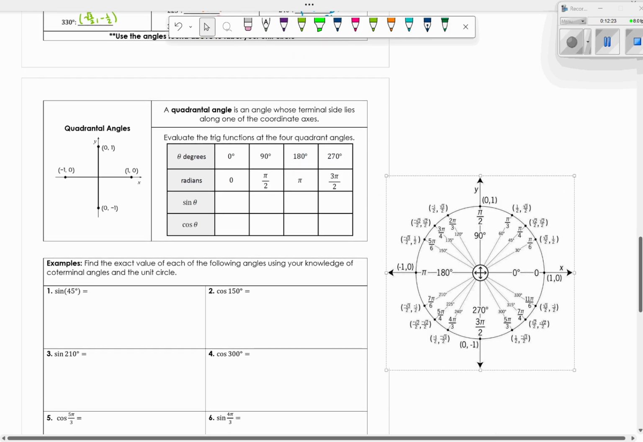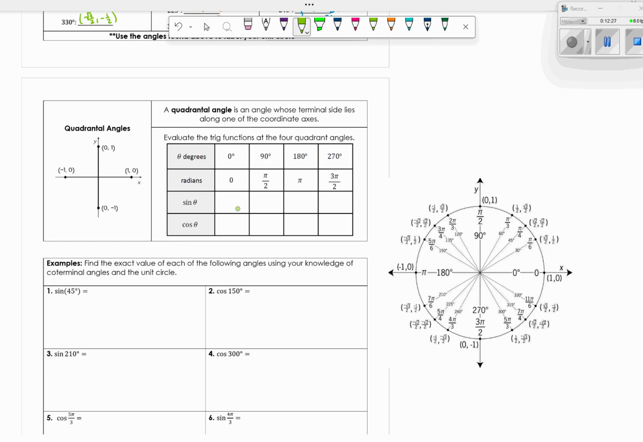So a quadrantal angle is an angle whose terminal side lies along one of the coordinate axes, like we said. So we have 0 degrees, 90, 180, 270, and then in radians, that's 0, pi over 2, pi, 3 pi over 2, and 0.